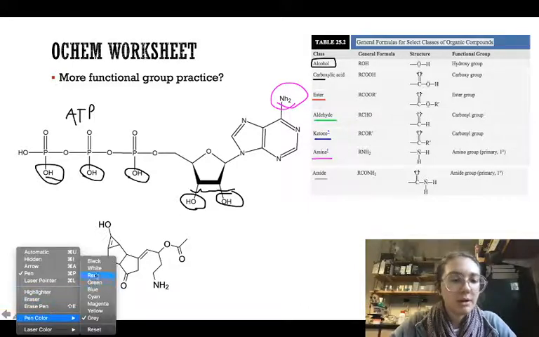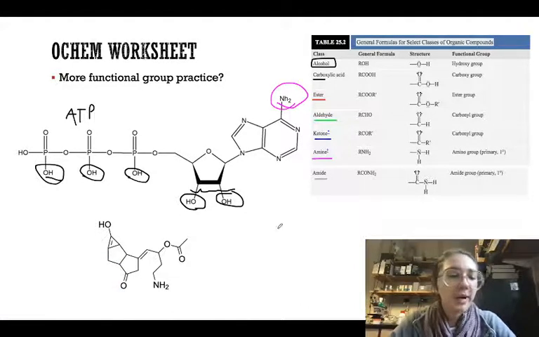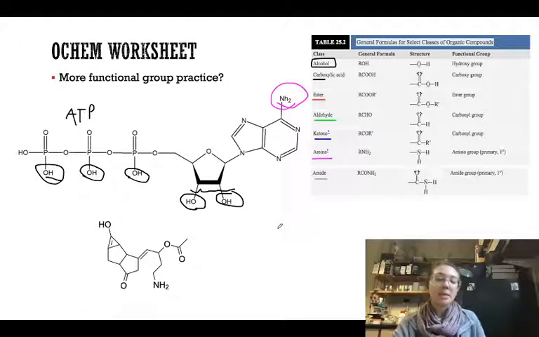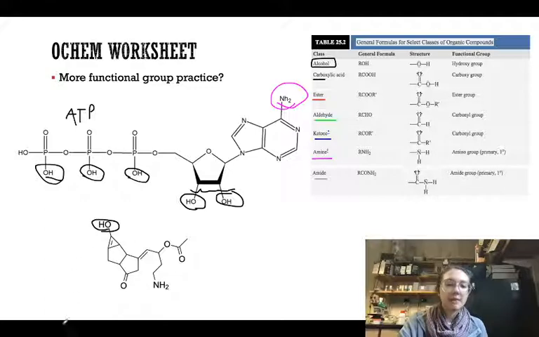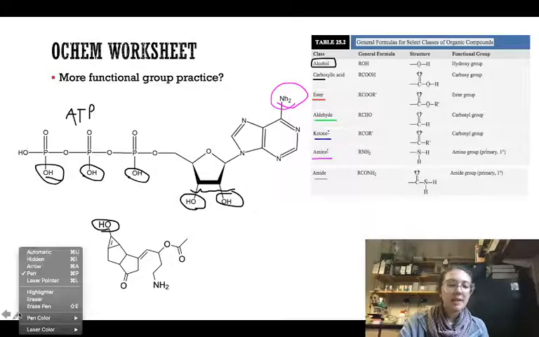Next, we move on to our bottom structure. I drew this from my brain, so I have no idea if this exists, but bear with me. I'm hoping it will highlight some structures for you. So first we have an alcohol group that's listed right off the bat. Next, do we have any carboxylic acids? I do not see any.